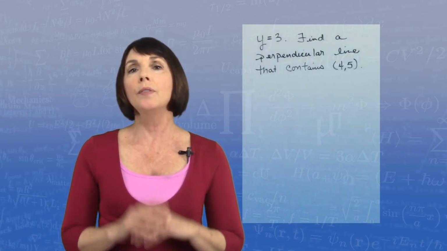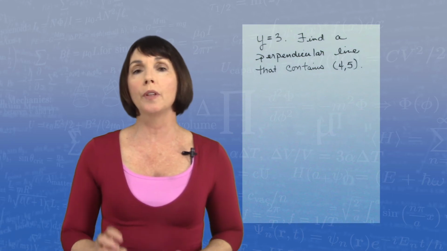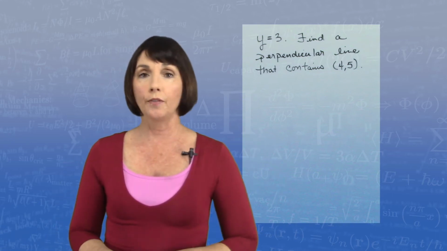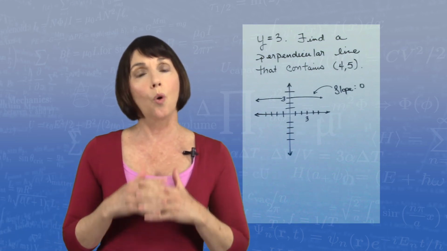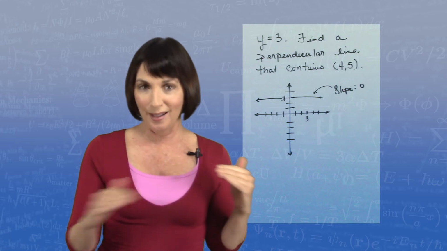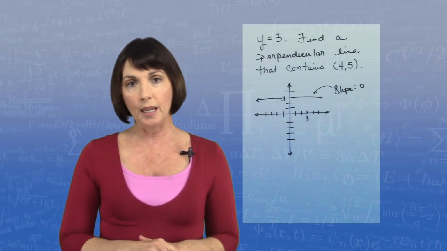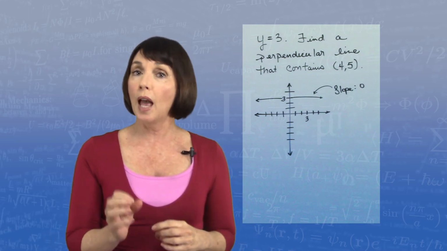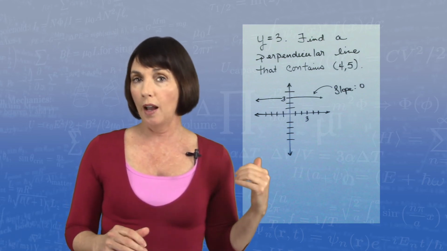So let's take a look at an example. I have the line y equals 3, and I want to find the equation of a line perpendicular to it that contains the point (4, 5). Okay, so I'm going to graph this. y equals 3 is a horizontal line through y equals 3. x can be any value, but y is stuck there right at 3. Now, I want to find a line perpendicular to this, so that will be a vertical line, and it needs to go through the point (4, 5).